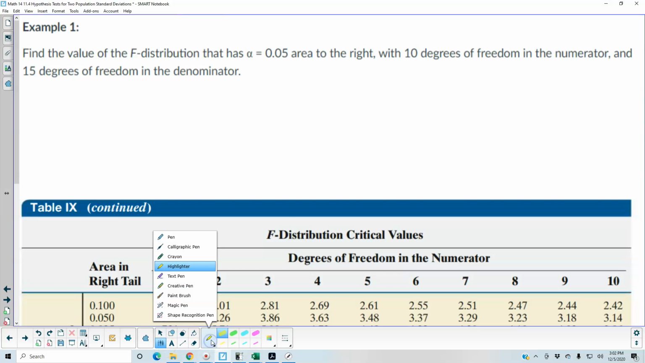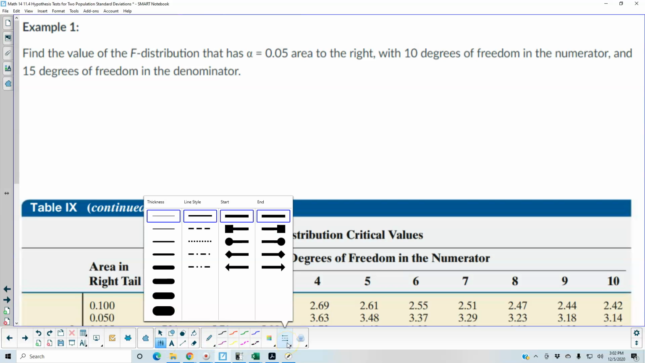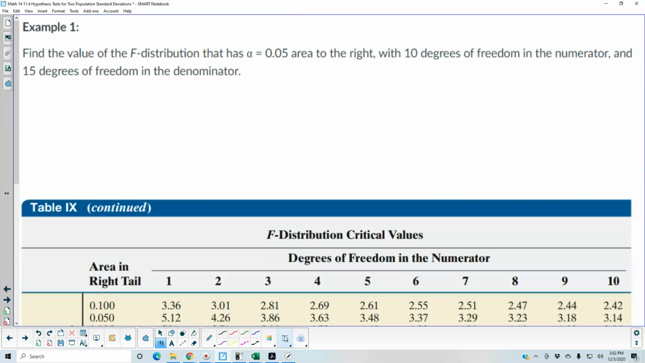In example 1, we want to be able to find the value of the F distribution that has alpha equals 0.05 area to the right with 10 degrees of freedom in the numerator and 15 degrees of freedom in the denominator. So when I draw this graph, here is my graph. And we can see that we're going to have a skewed right graph.